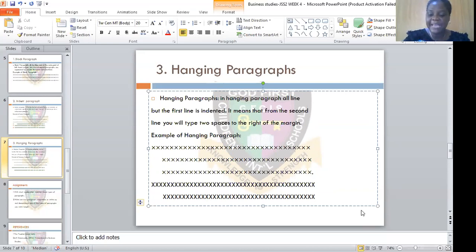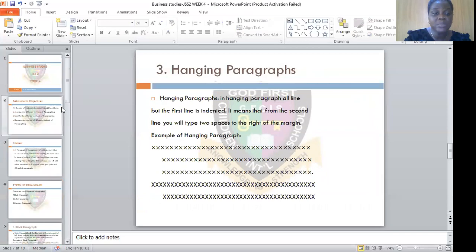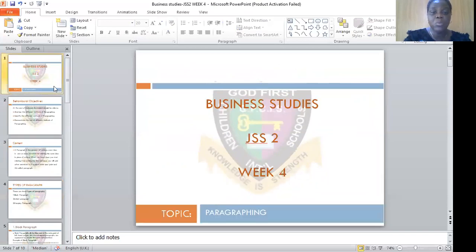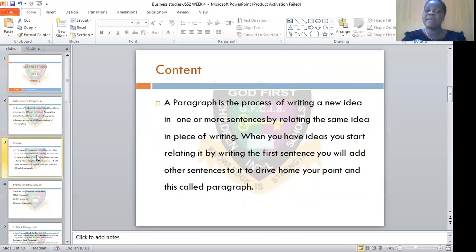We have come to the end of this lesson, but before we end the class, let's do a recap of what we treated. The topic was paragraphing, and we said a paragraph is writing a new idea in one or more sentences. In a paragraph, you write related ideas down.